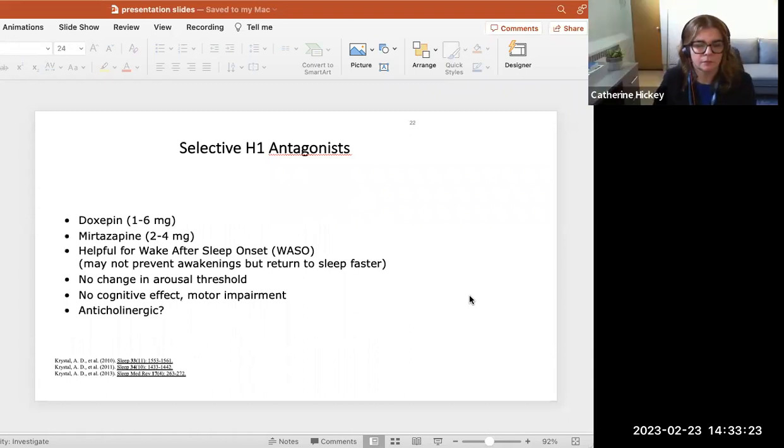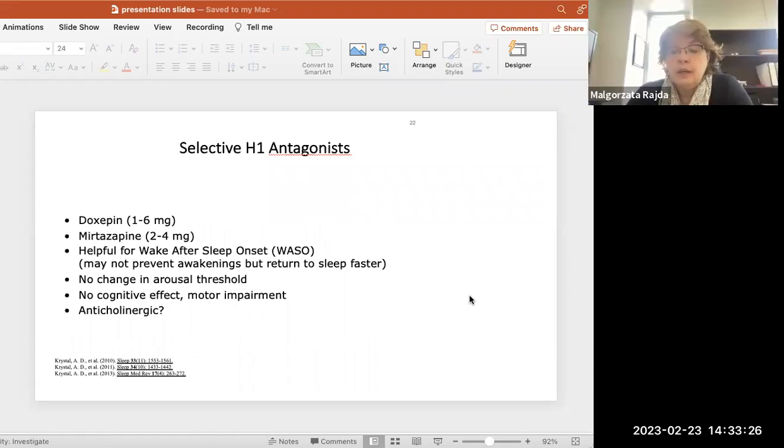So they are mostly helpful for reducing the awakenings during the night. Maybe they will not completely prevent the awakenings, but patients tend to go to sleep faster. And they are not supposed to have a cognitive effect or cause motor impairment, but I do worry about the potential for anticholinergic effect in all those medications. They are very appropriate as an adjunct in patients with major depression, especially to counteract the effect of other antidepressants, which may be more alerting and energizing.